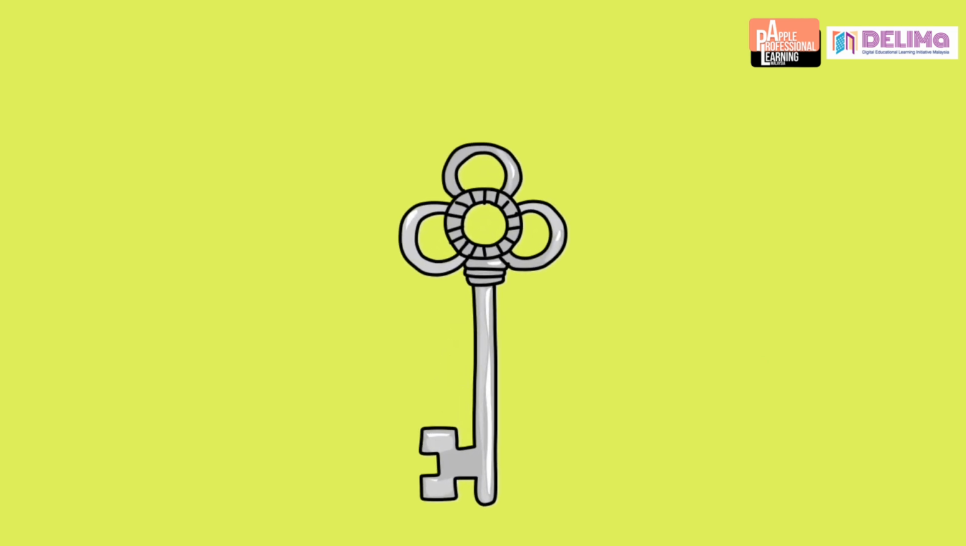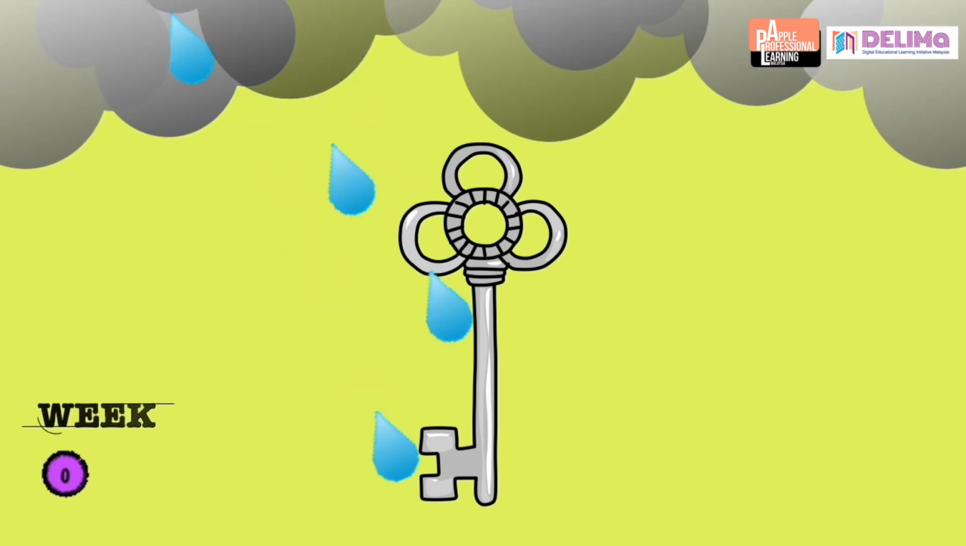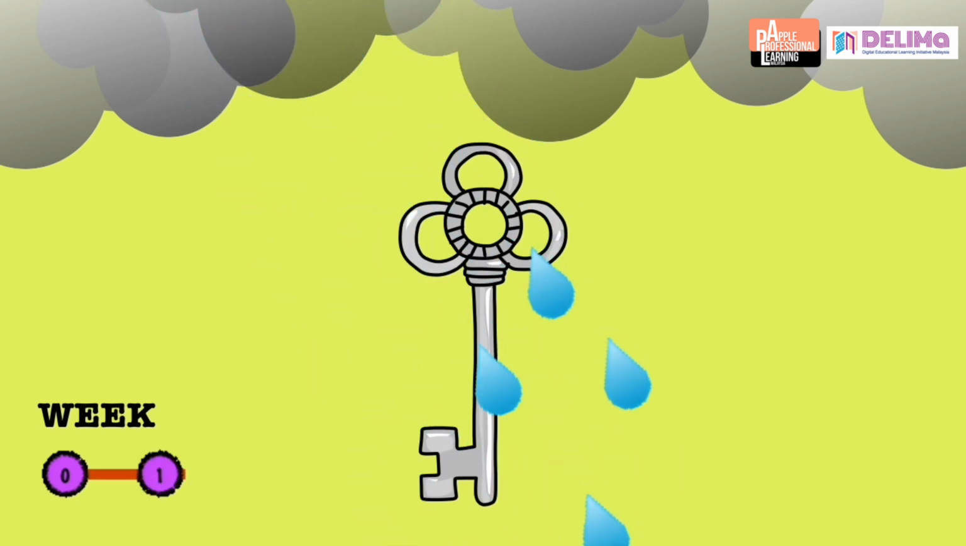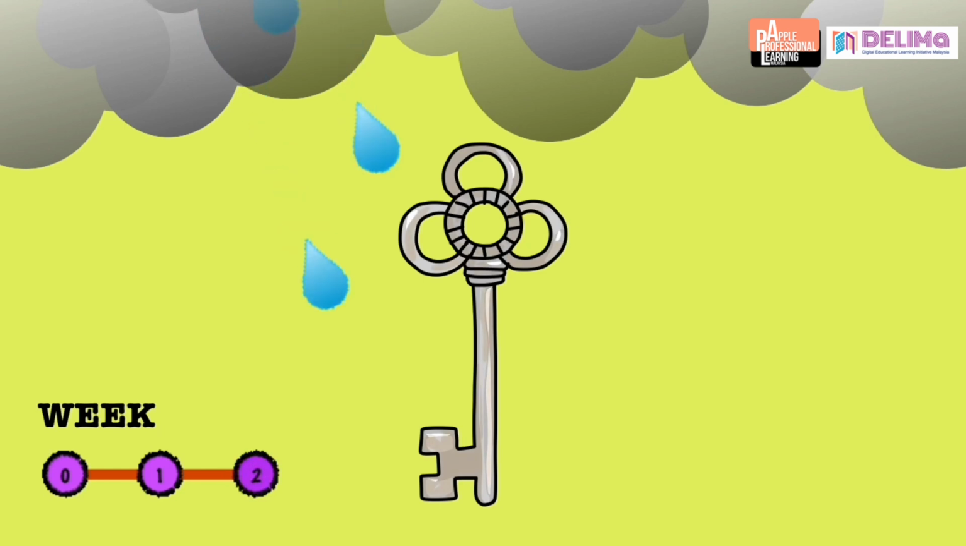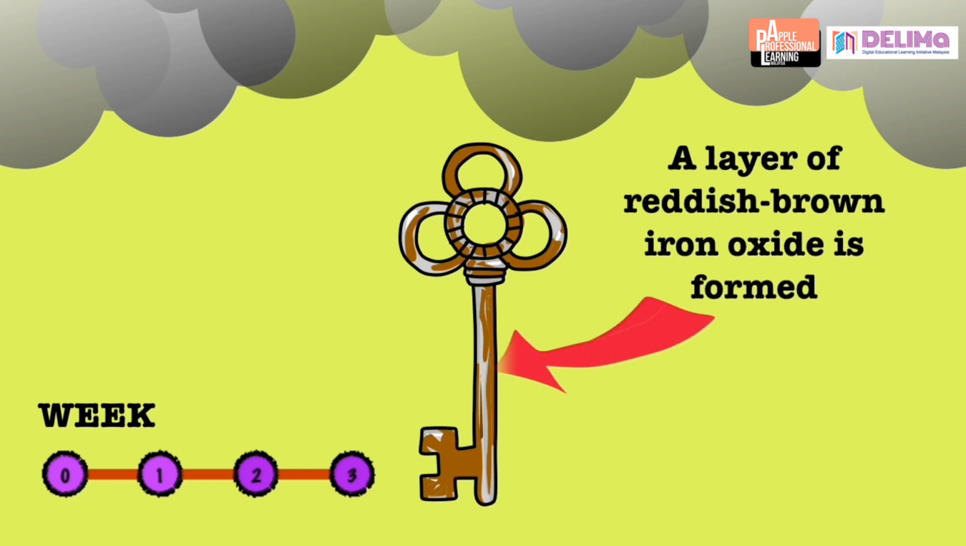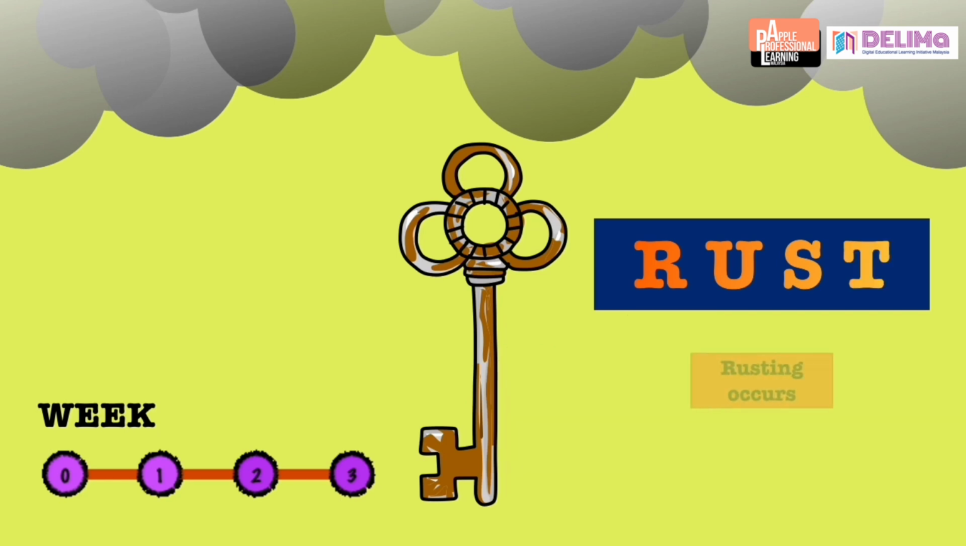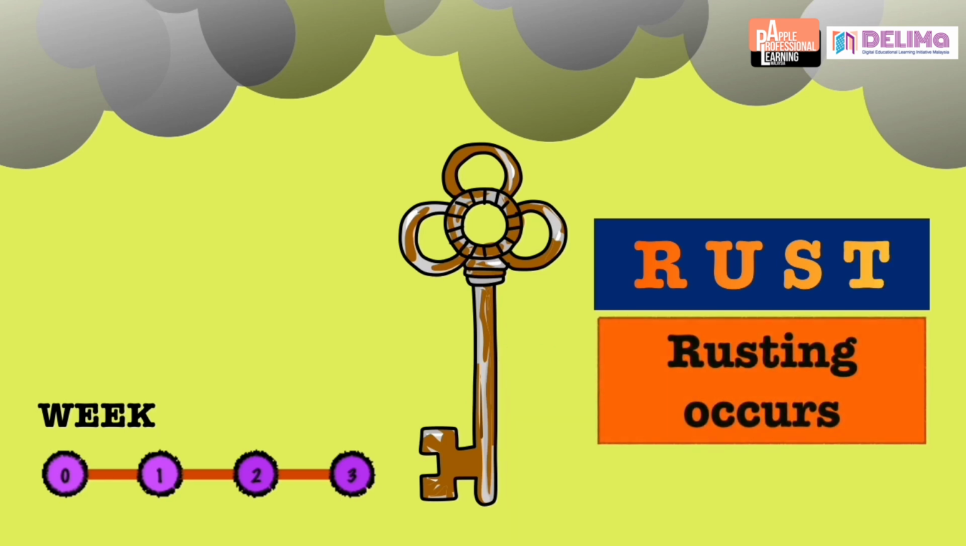This is a beautiful shiny iron key. What will happen to this beautiful iron key when it is exposed to water and oxygen for several weeks? A layer of reddish-brown iron oxide is formed. It is called rust. It means rusting of iron has occurred.